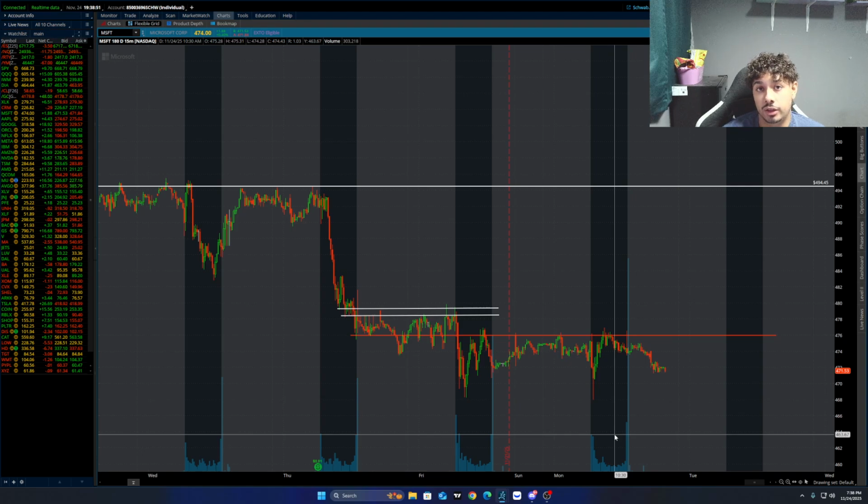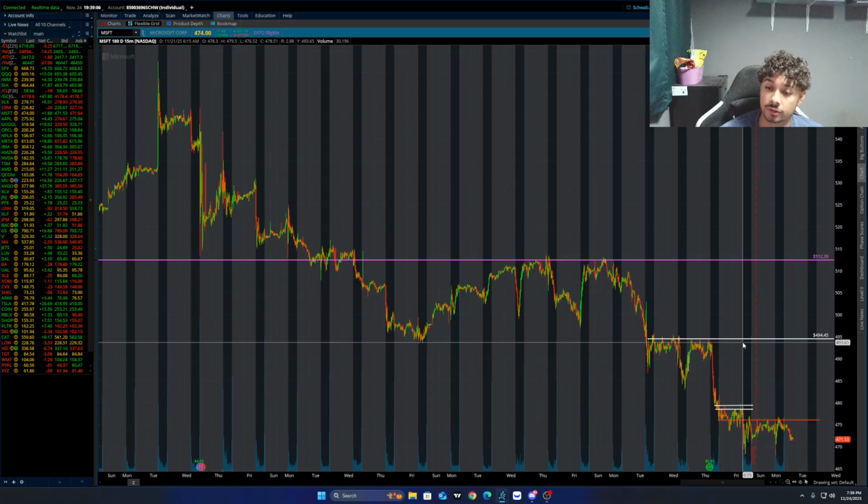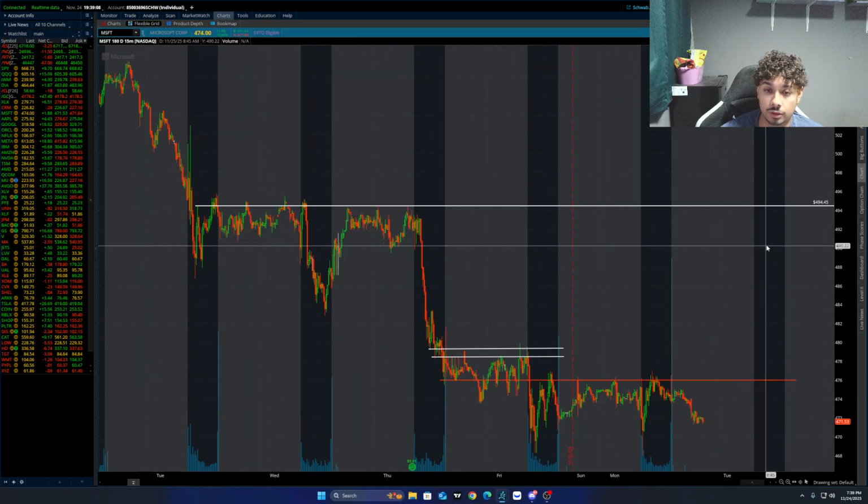But if tomorrow ES and NQ don't have the strength to keep going up and it goes down, then Microsoft is going to have a big red candle tomorrow. So that's my thoughts for tomorrow.